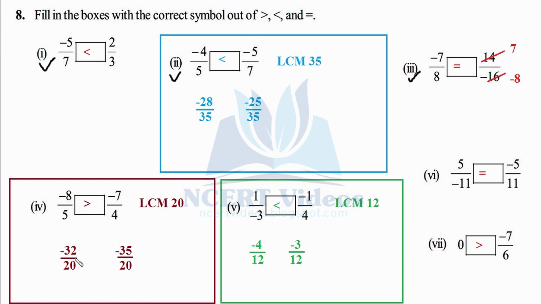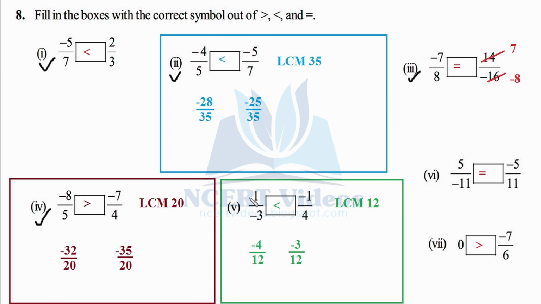Clearly 32 is greater, therefore you are opening these brackets towards the greater number. That's your fourth. Fifth, now here a negative sign, different denominators, going for LCM. 3 4s are 12, LCM. 3 4s are 12, 4 1s are 4 with a negative sign.